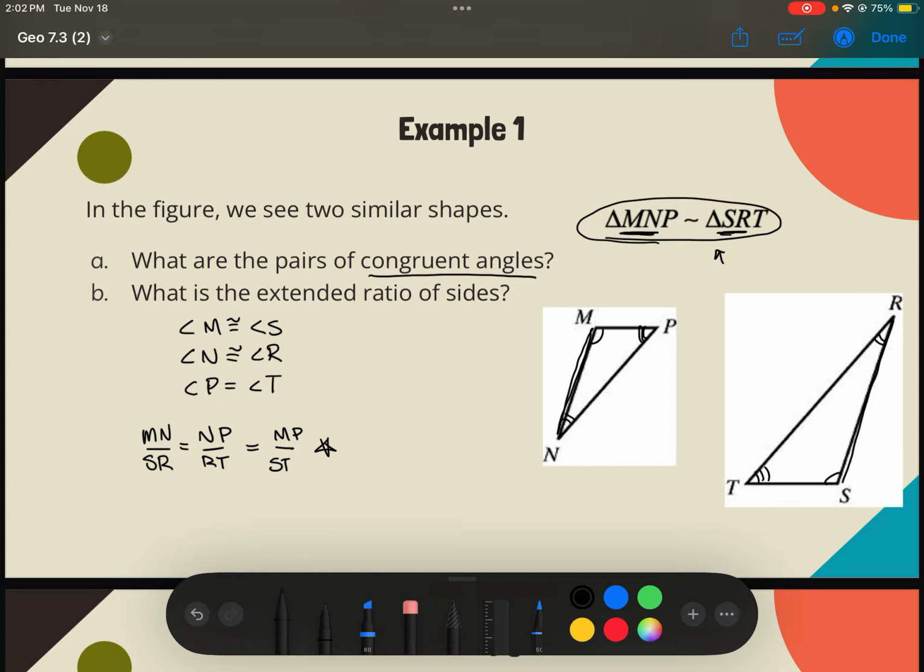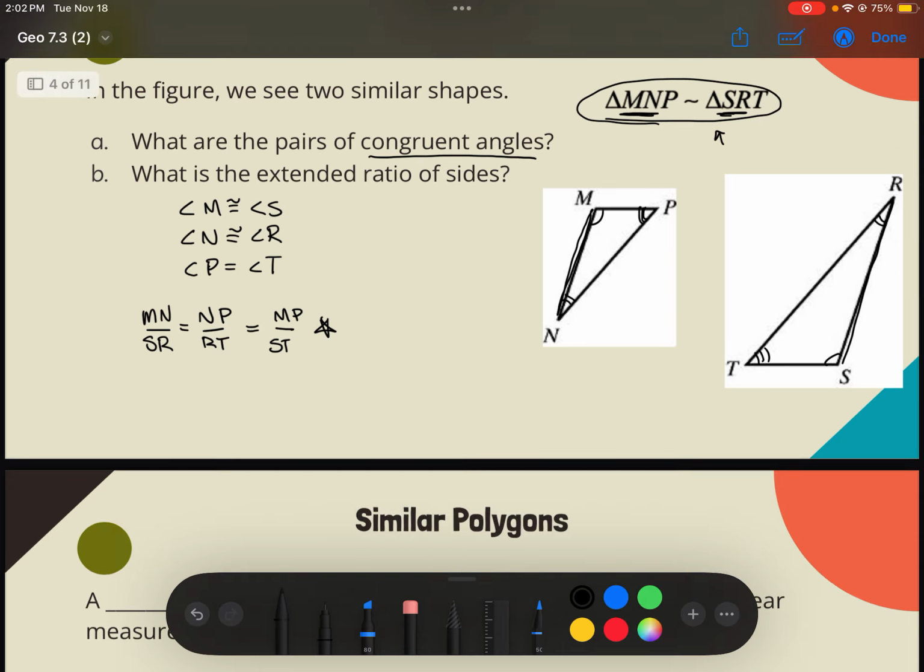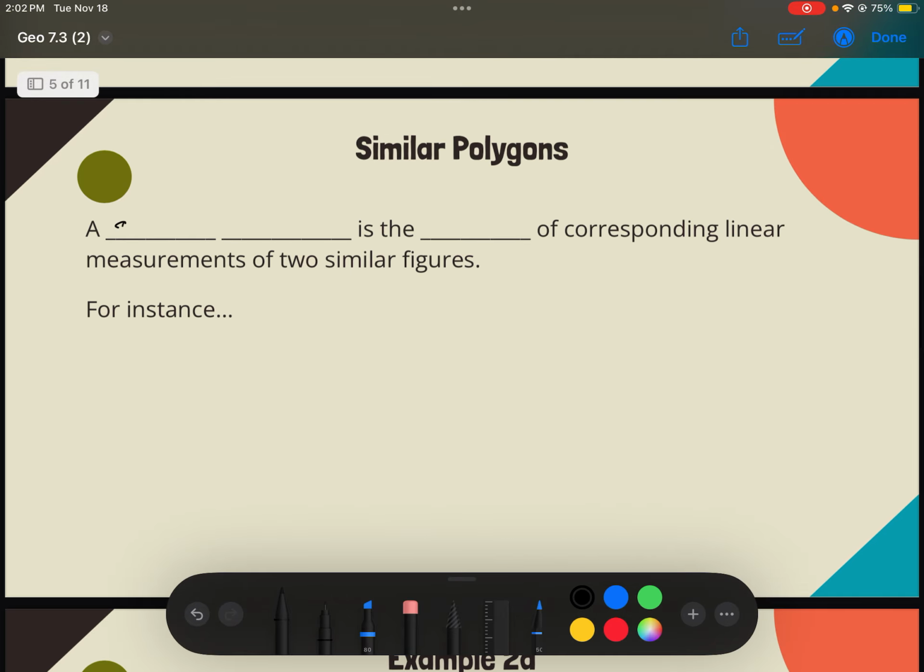We're going to be able to use these ratios to help us solve for some unknowns. That's kind of where we're going to start heading. Before we do that, we need to define one more thing. A scale factor, and this is where real life applications actually show up a bunch, is the ratio of corresponding linear measurements for two similar figures.